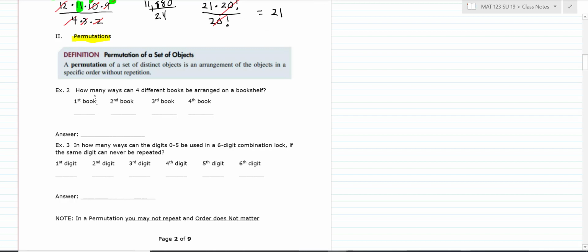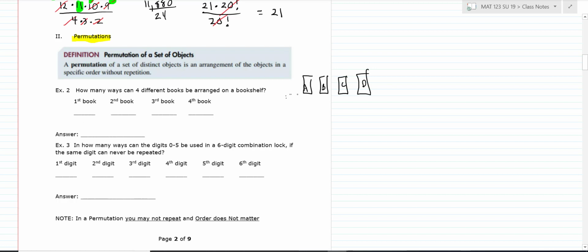Okay, so here's the idea. This example 2 says, how many ways can 4 different books be arranged on a bookshelf? Okay, well, let's just say I have 4 books that I can choose from, and I'll label these A, B, C, D. You don't have to draw this out. I'm just showing you my thought process.